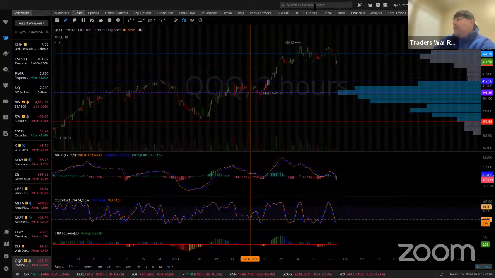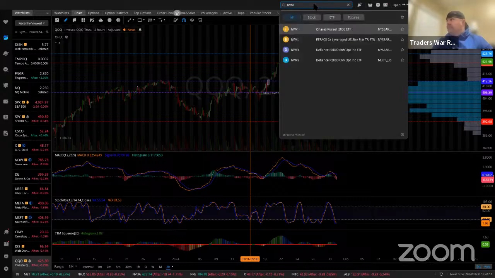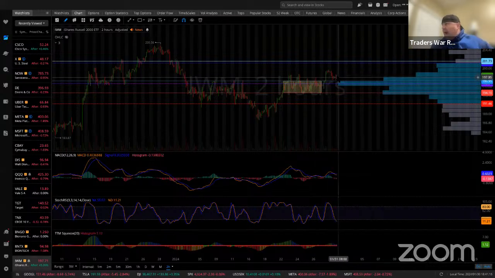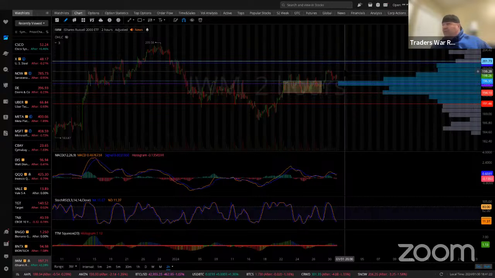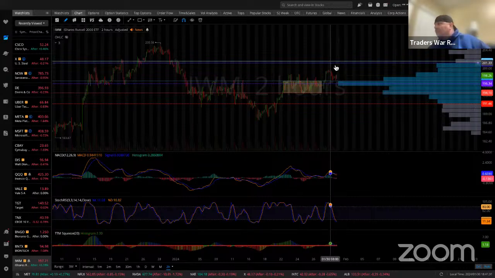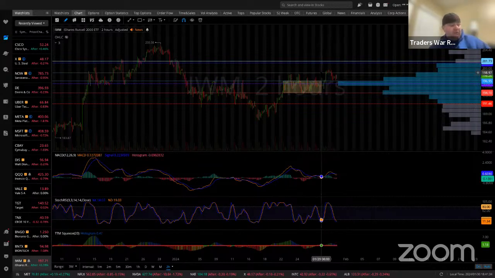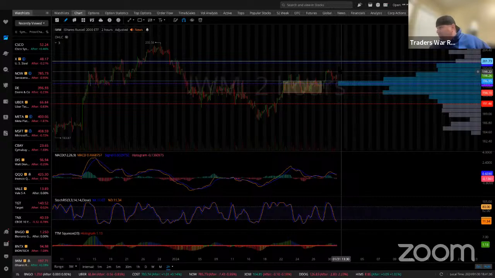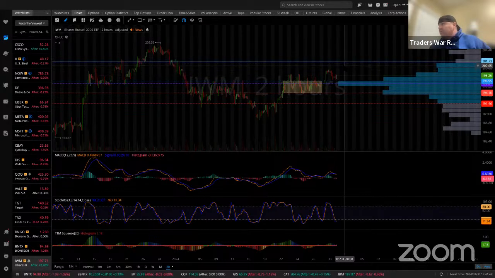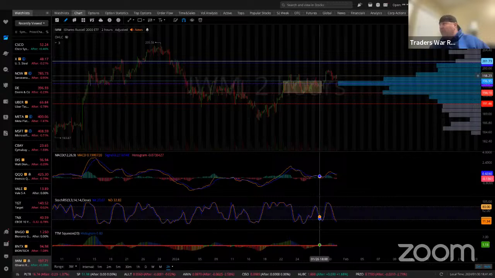IWM, I've been wanting this to pop. I still think it has potential for that push above 200 if the market stays strong. Sorry, my dog Willow. What are you doing? So if the market doesn't stay strong, we're gonna fail on this one. If the market stays strong, we're gonna hit above 200. Everything kind of relies on what happens with FOMC.